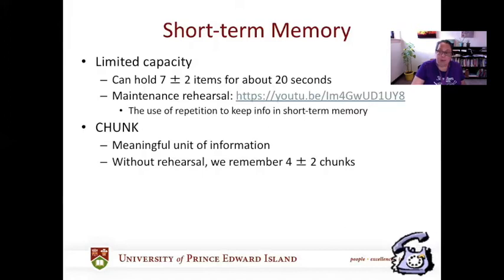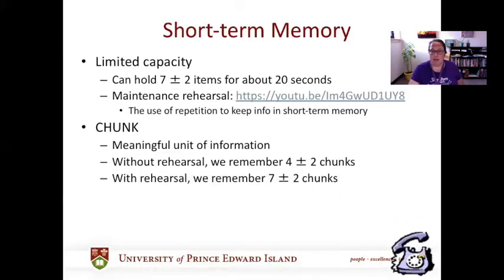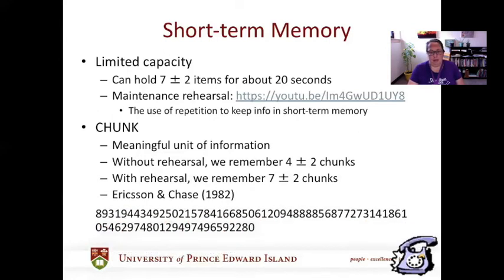The subject developed his own strategy. And that's what you see if you look at these memory competitions that you see online. This is what they'll do, people use these chunking strategies to remember. This is based on Ericsson and Chase's research in 1982.